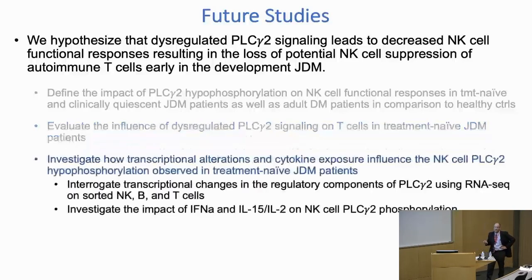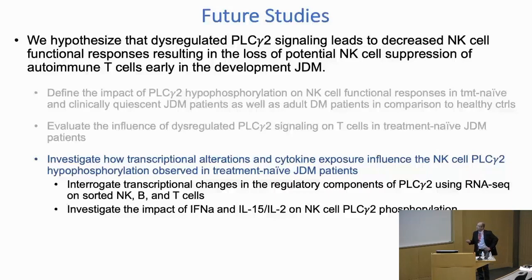And lastly, we're interested in understanding how transcriptional alterations and cytokine exposure may influence NK cell PLC gamma 2 hyperphosphorylation observed in these treatment-naive patients. So first, we plan on interrogating transcriptional changes in the regulatory components of PLC gamma 2 using RNA-seq of sorted NK cells, B cells, and T cells from treatment-naive patients and controls.